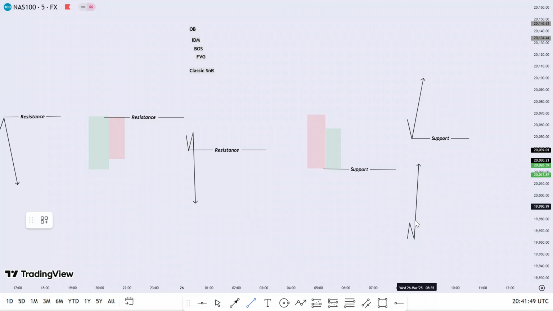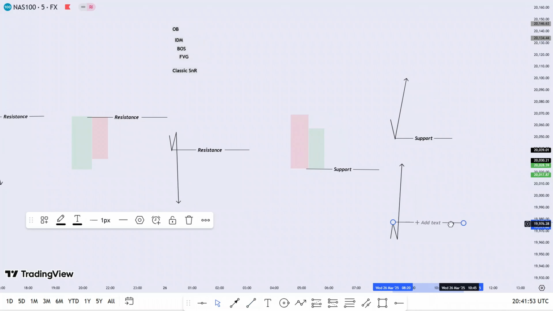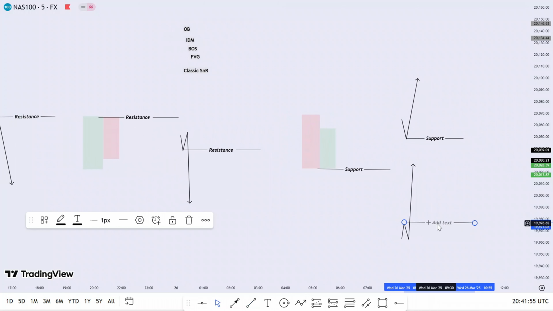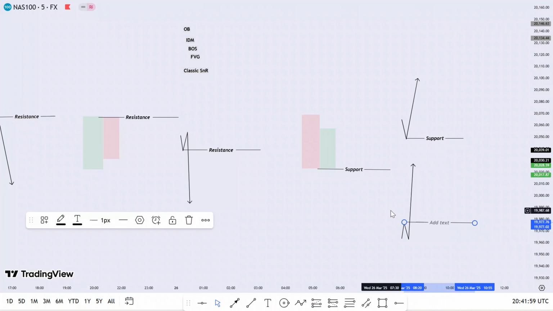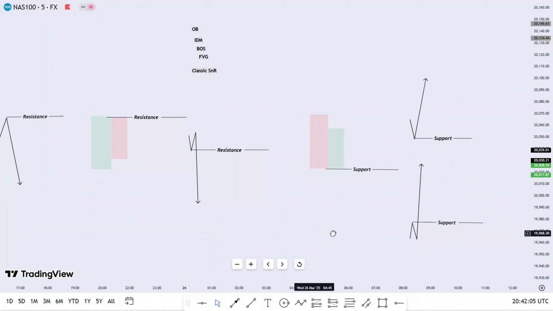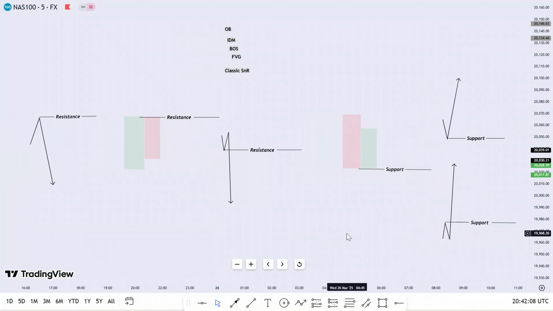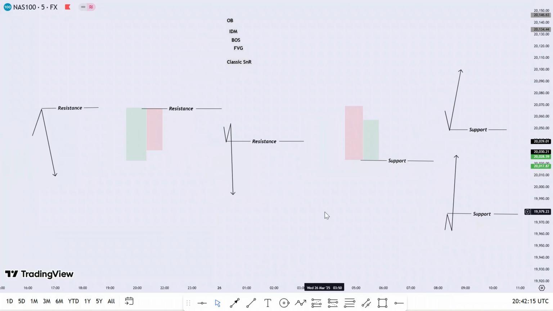The support can also form like this. Okay, support coming. Hold on. This is going to be a support level. So this is for the support and resistance in combination with the smart money concept.